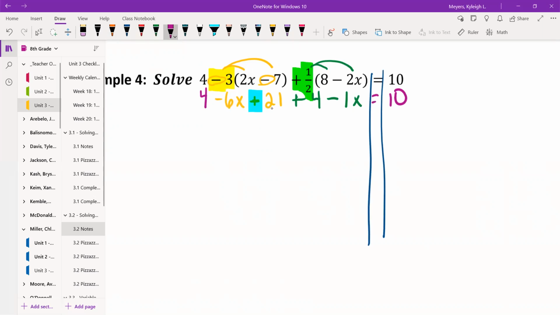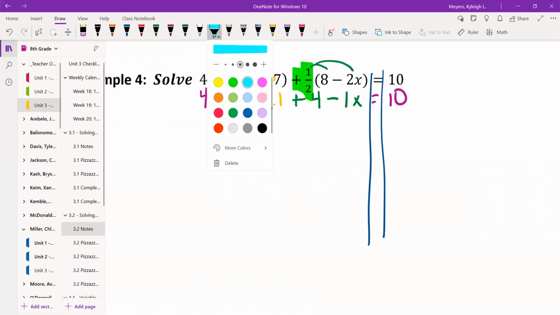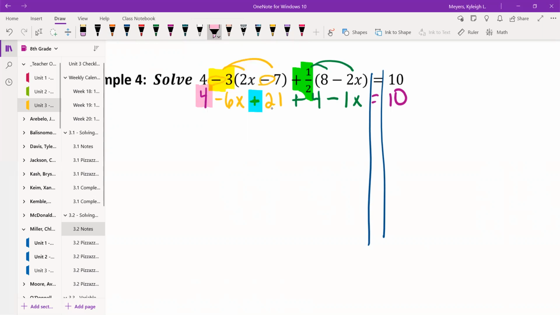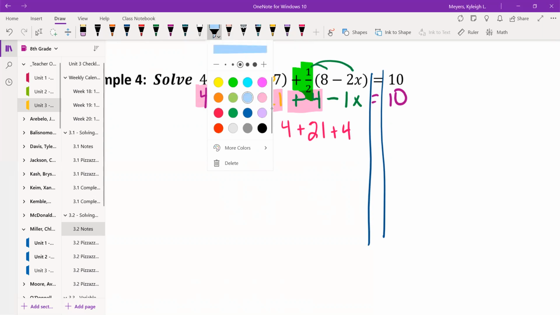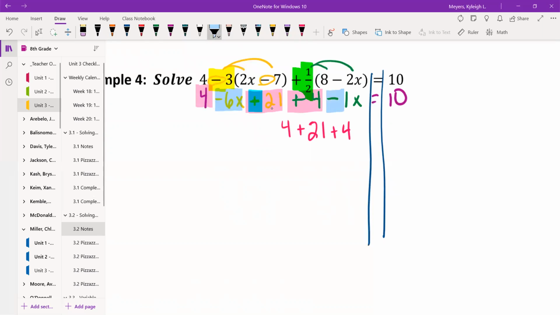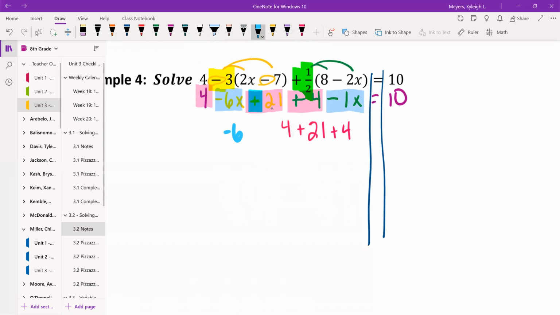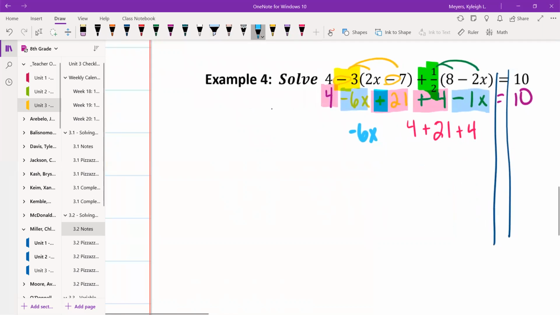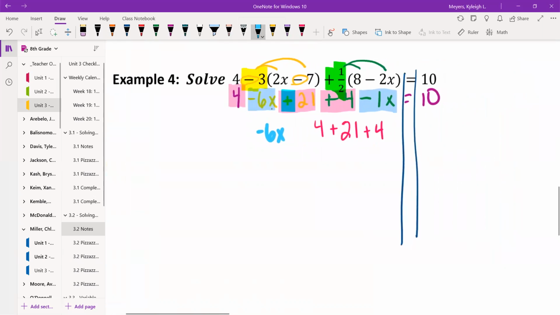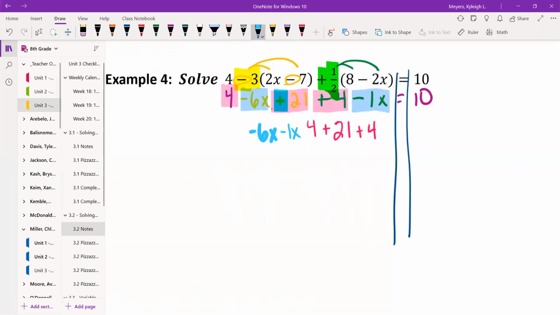Okay, so now we have lots of things to combine, all right? So we have a 4 plus 21 and plus 4. We also have a minus 6x minus 1x. So minus 6x. Oh, sorry. Minus 1x. That's a plus. Equals 10.